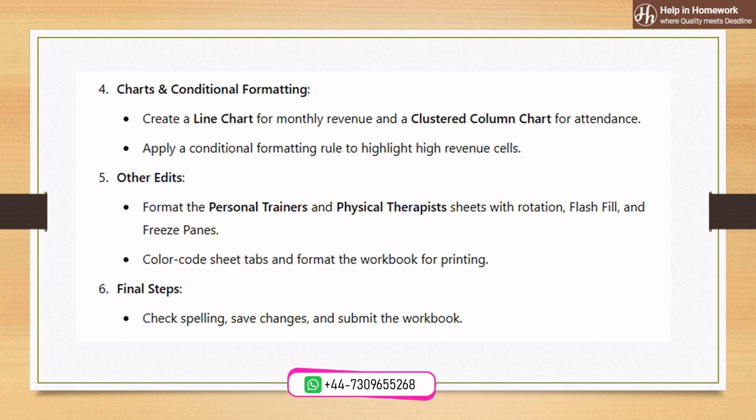Step 5. Other edits. Format the Personal Trainers and Physical Therapists sheets with rotation, Flash Fill, and freeze panes. Color code sheet tabs and format the workbook for printing. Step 6. Final steps. Check spelling, save changes, and submit the workbook.